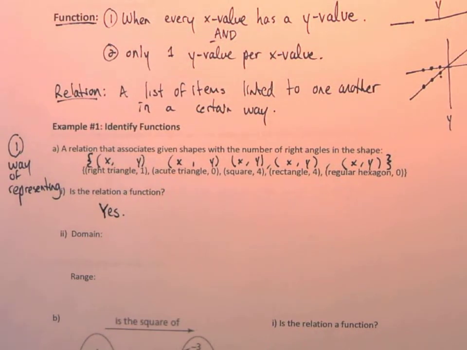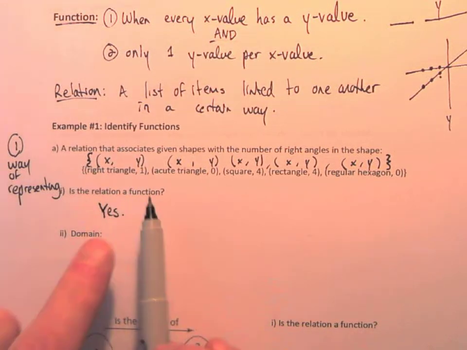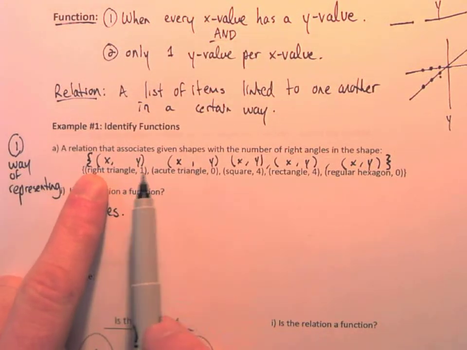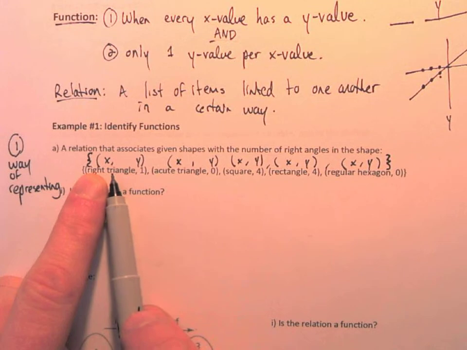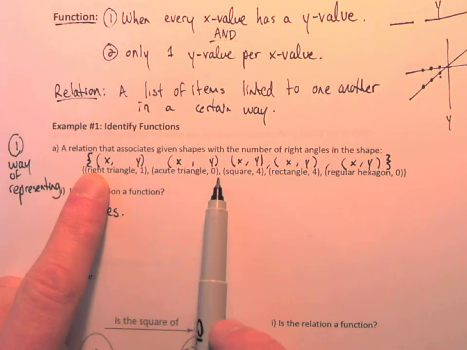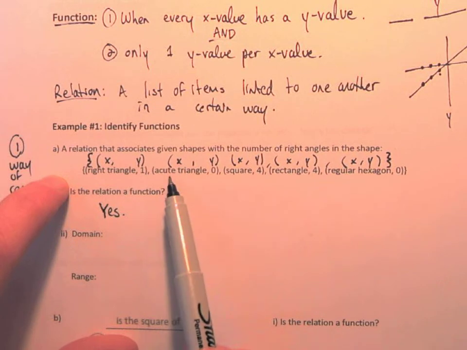Alright. If it was not a function, an example would be if right triangle was there and it also said right triangle here, and then it would say right triangle has 1, and also right triangle has 0, which doesn't make sense, which makes it not a function if that was the case.